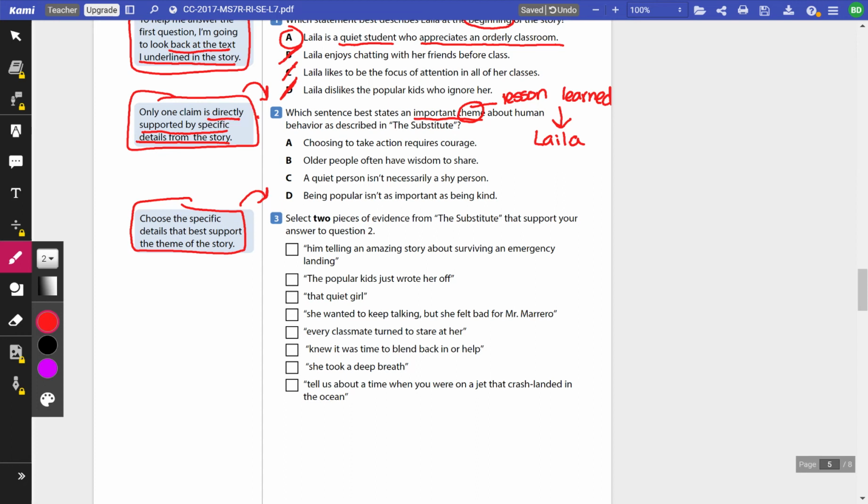So look back up in your text and see what details you can find that support the answers below. And go ahead and make your choice. And when you come back, we're going to discuss. So go ahead, look back up at the text and make your answer choice now for me.